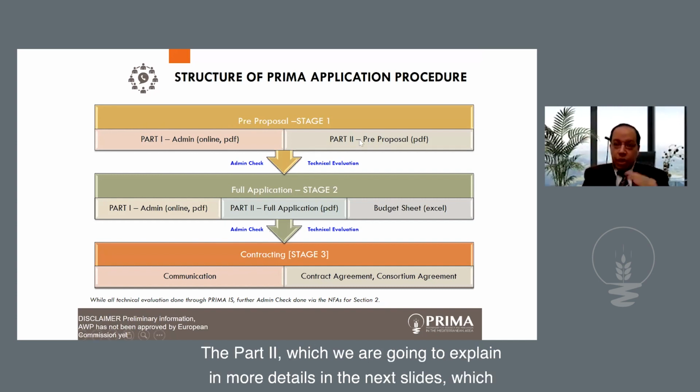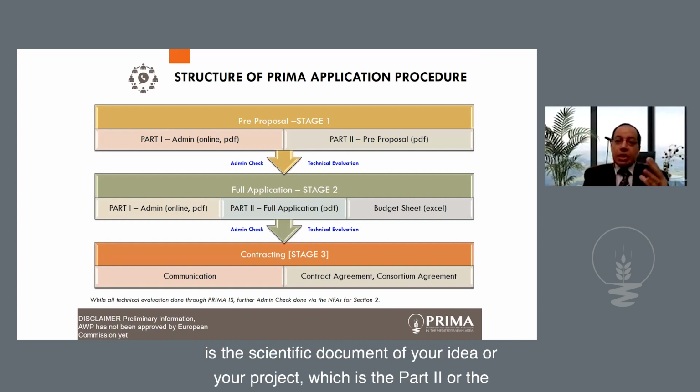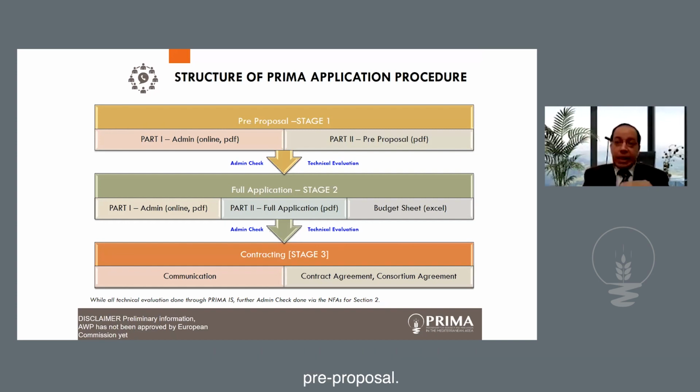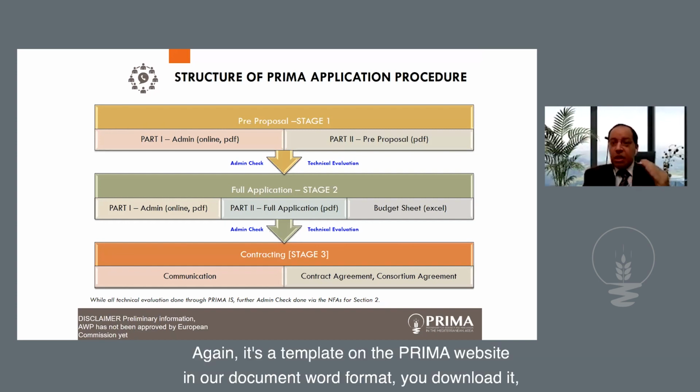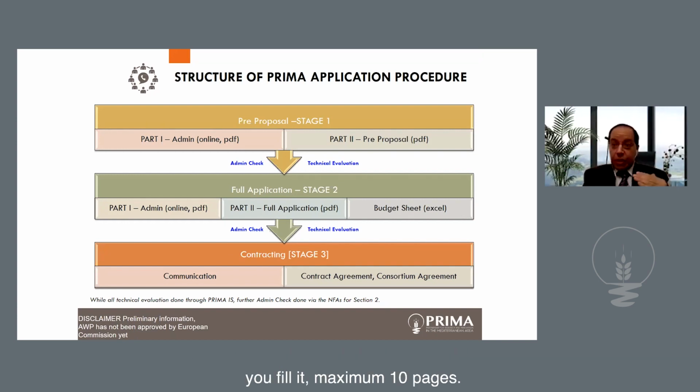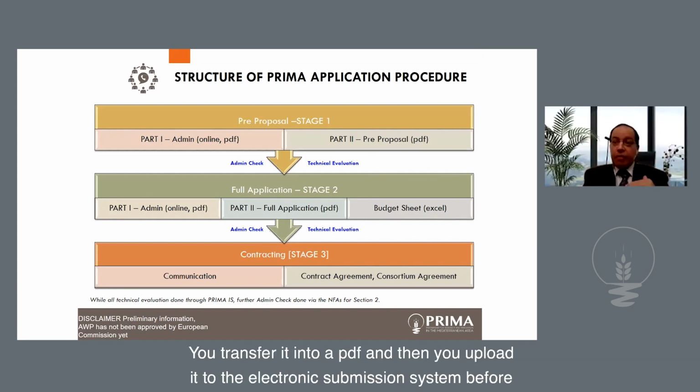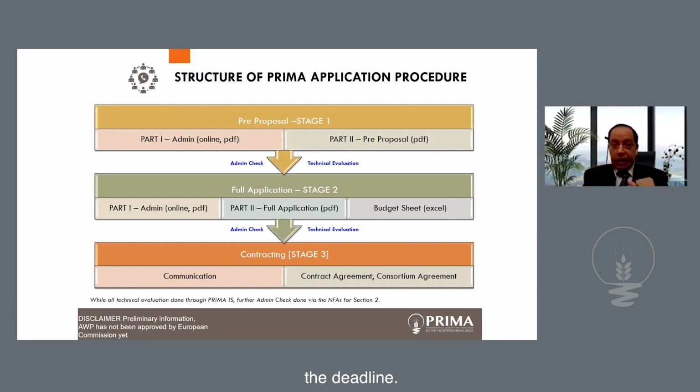Part two, which I am going to explain in more detail in the next slides, is the scientific document of your idea or your project, the part two or the pre-proposal. Again, it's a template on the PRIMA website in Word format. You download it, you fill it, maximum 10 pages, you transfer it into a PDF, and then you upload it to the electronic submission system before the deadline.